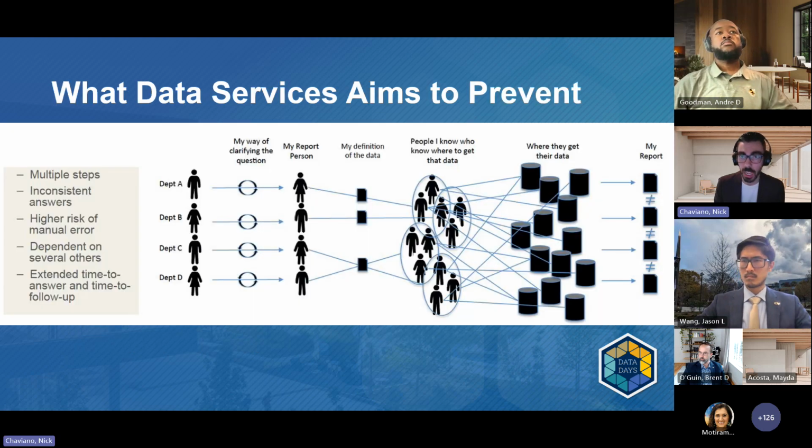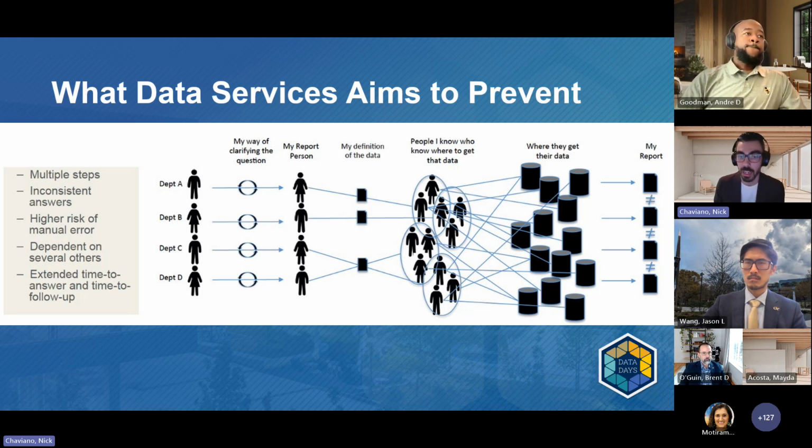So what does data services aim to prevent? Again, it's trying to prevent inconsistencies and definitions when trying to report across the myriad systems. So imagine trying to answer a simple question, which is, how many students are currently enrolled at Georgia Tech? Well, depending on who you ask and when you ask and what system is leveraged, you might come up with different answers to the same question. And so data services really is a group that's trying to prevent the multiple inconsistent answers, data reliability and validity issues, and housing it all together in a single source of truth.